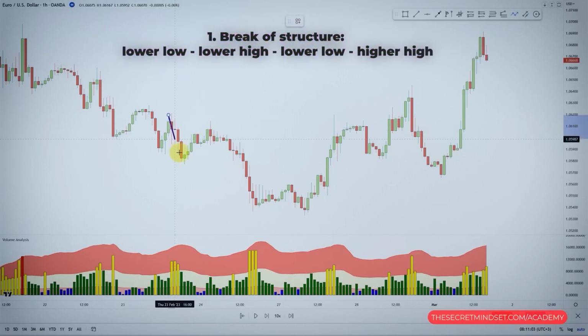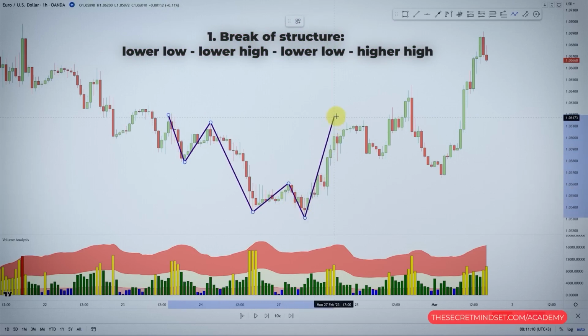The price makes a swing low, followed by a lower high, then makes a lower low, and it shoots up and breaks the previous high, marking a higher high. We have our breakout structure. Now we need to find a demand zone for the entry.